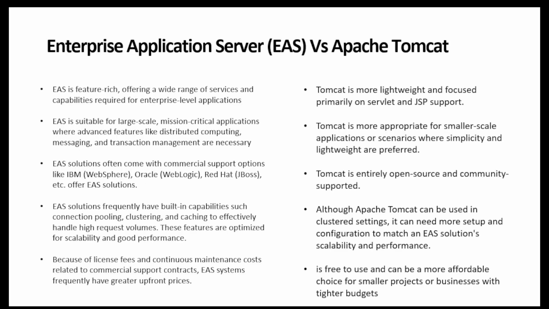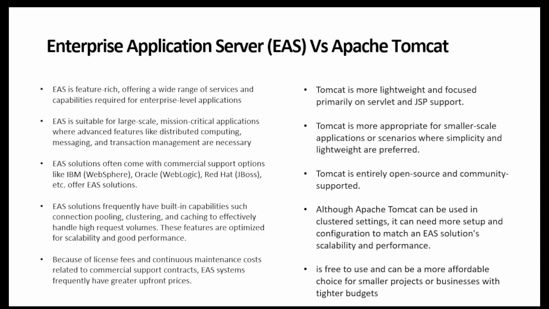Enterprise application versus Apache Tomcat. Enterprise application servers provide a wide range of services and capabilities at the enterprise application level, while Tomcat is more lightweight and primarily focused on servlet and JSP support. EAS is suitable for large-scale mission-critical applications where advanced features like distributed computing, messaging, and transaction management are necessary, while Tomcat is suitable for smaller applications or scenarios where simplicity and lightweight are preferred.